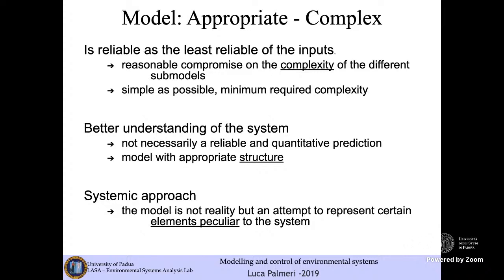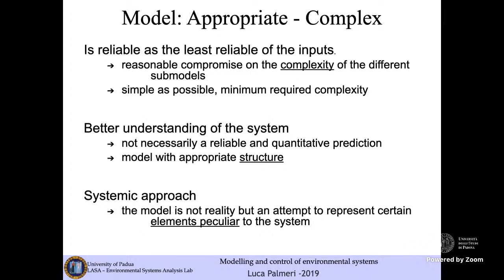The objective of selecting an appropriate model is that of getting a better understanding of the system, not necessarily of a reliable and quantitative prediction. Instead, you would most likely have a model with the appropriate structure in terms of number of state variables, number of compartments, number of relationships describing the interactions between these objects. This is why you need a systemic approach.